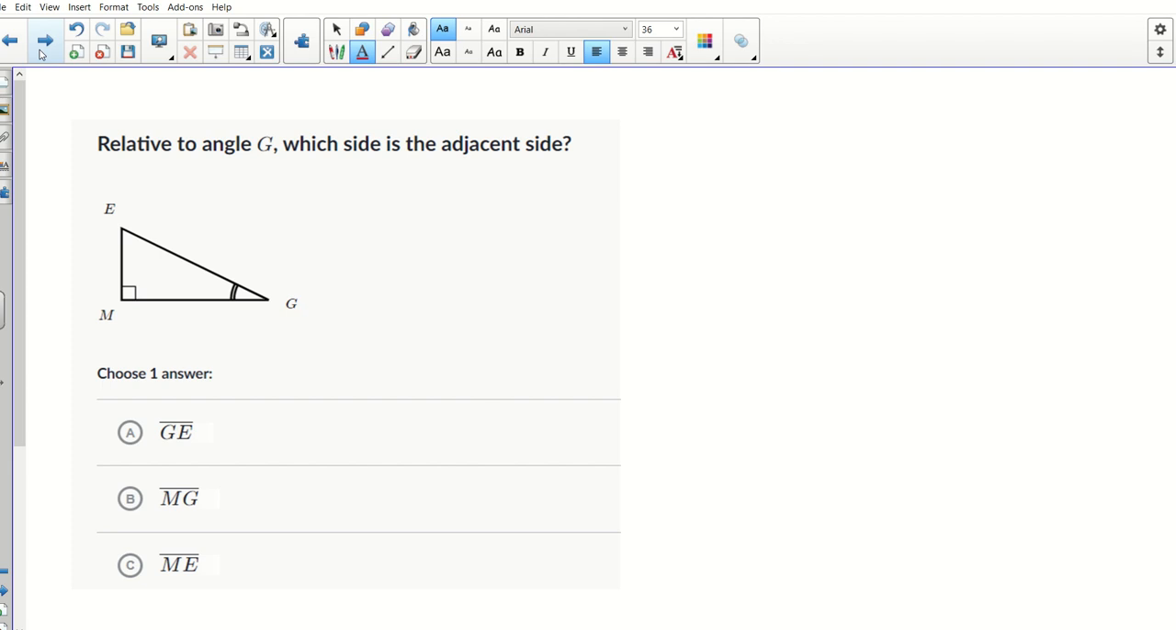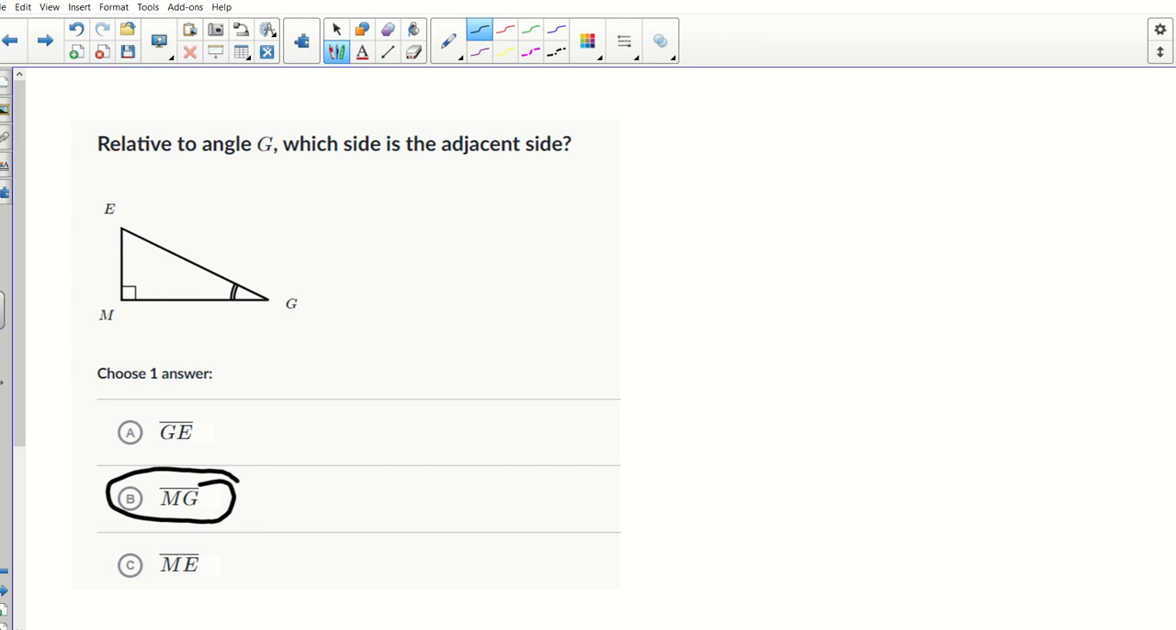So quick check. Using angle G as our reference angle, which side is the adjacent side? I'm going to give you about 5 seconds. All right, hopefully you were all able to come up with the fact that with angle G as my reference angle, side MG is my adjacent side.